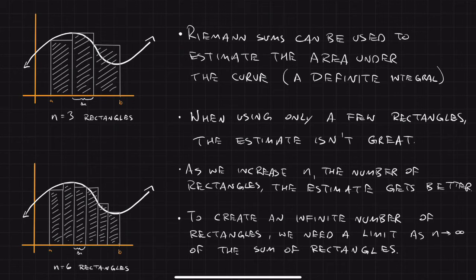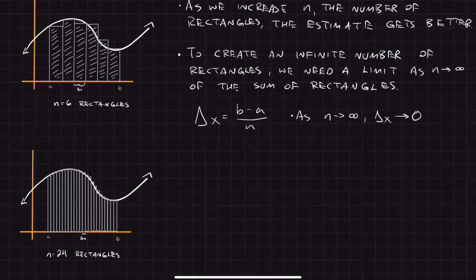So in order to do that, we need to do the limit as n goes to infinity of the sum of the rectangles. So as that happens, keeping in mind that delta x is equal to b minus a over n, as n goes to infinity, the denominator for delta x goes to infinity, and therefore delta x itself is going to go to 0. So as n goes to infinity, the width of each rectangle goes to 0.